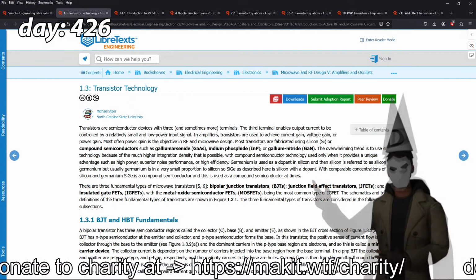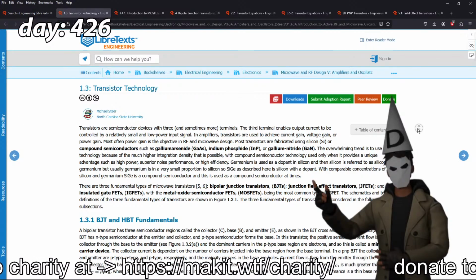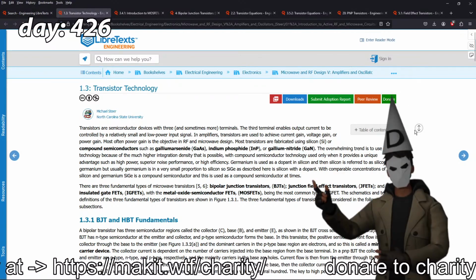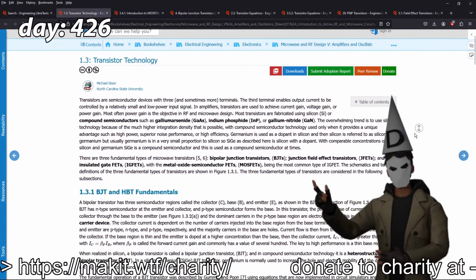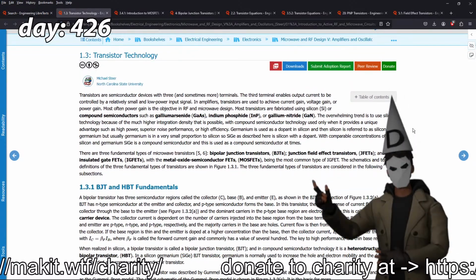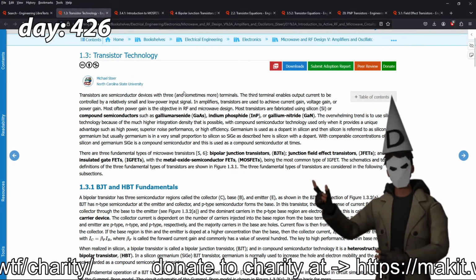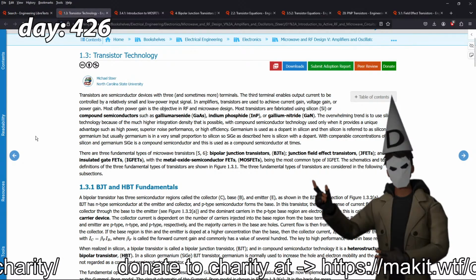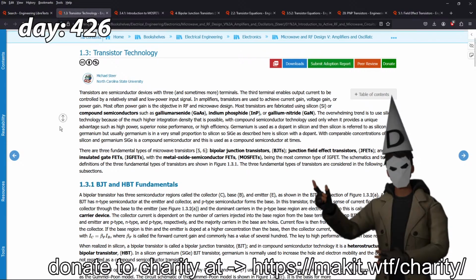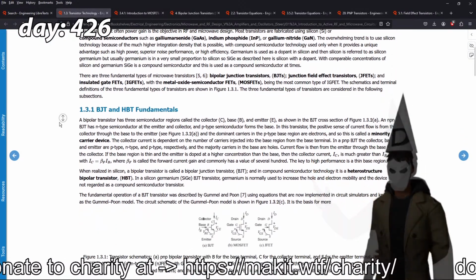Okay. Transistors are semiconductor devices with three and sometimes more terminals. The third terminal allows the output current to be controlled by a relatively small, low power input signal. The third terminal. That's already news. That's great. In amplifiers, transistors are used to achieve current gain, voltage gain, or power gain. Amplifier, it's in the name, makes sense. Most of the power gain is the objective in RF microwave design. Most transistors are fabricated using silicon, don't really care about fabrication. Silicon technology, yeah, germanium.